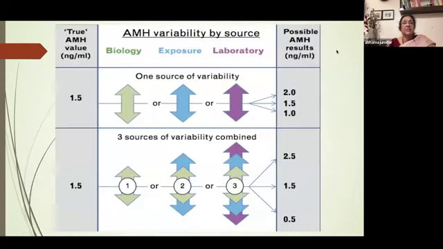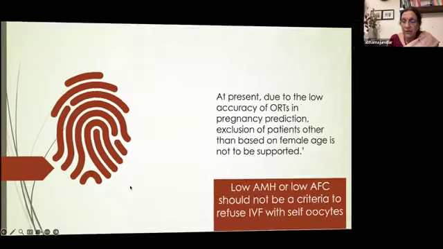I'll tell you another very interesting thing. What happens, the true biology, exposure, and laboratory. If you see, AMH value is 1.5. So this is AMH. All right. Now, this is the biology which says that AMH should be 1.5. Now, here it comes as, oh, sorry.